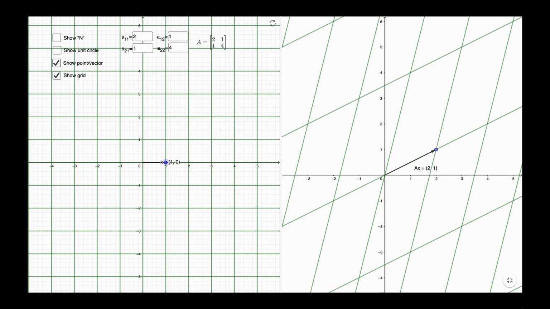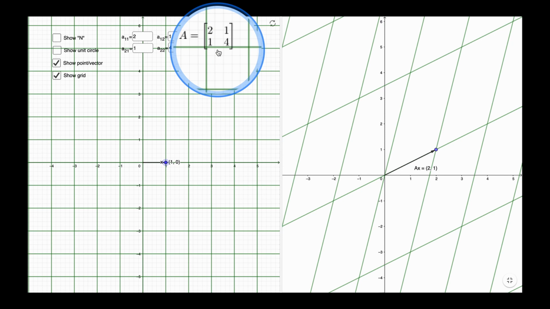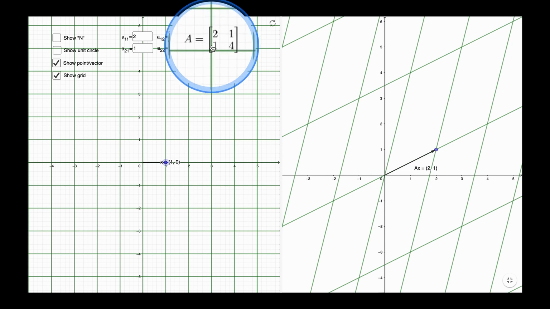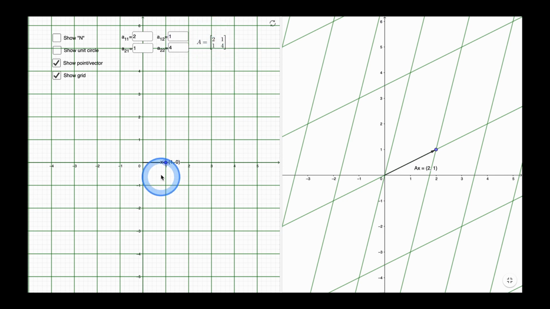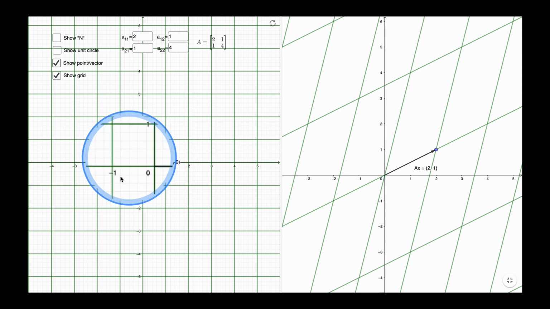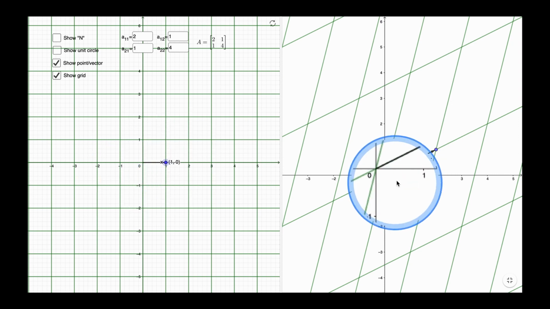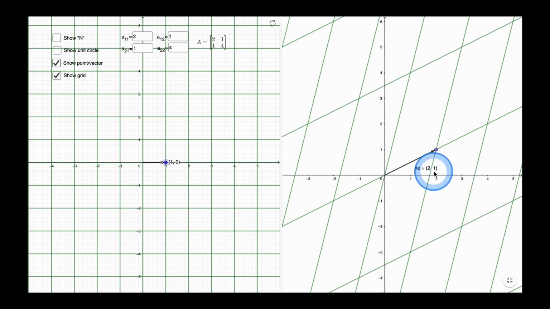Now let's study this through the lens of transformations. I've set up a matrix A here with entries 2, 1, 1, 4. Now we know the meaning of that first column. If we think of A as a transformation, we know that 2, 1 is the image of the standard unit vector E1. And we can see that here. I've used the vector 1, 0 as my input vector, and I can see that its image under the matrix A is the vector with components 2 and 1.